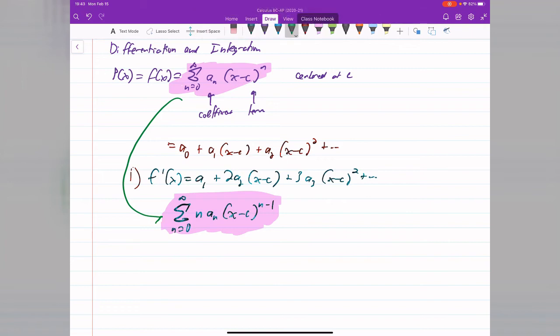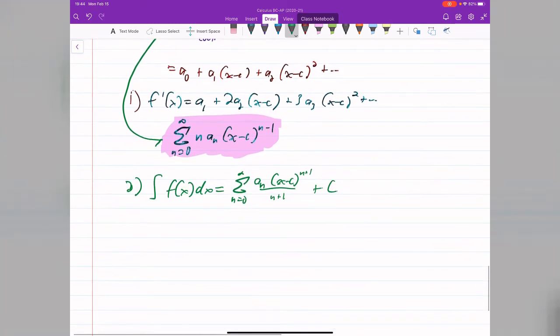And likewise, I have the integral of f of x dx is equal to the sum, and if I do the power rule the other way, I raise to the n plus 1 and divide by n plus 1. So I get a sub n times x minus c to the n plus 1 over n plus 1, plus a constant of integration.